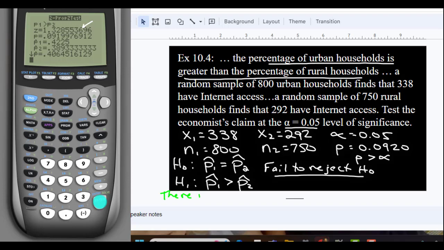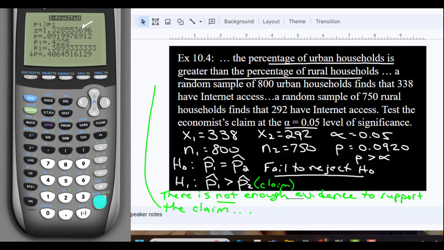There is not enough evidence to support the claim. Here was our claim, it's also up here. There is not enough evidence to support the claim that the percentage of urban households is greater than the percentage of rural households when it comes to internet access.